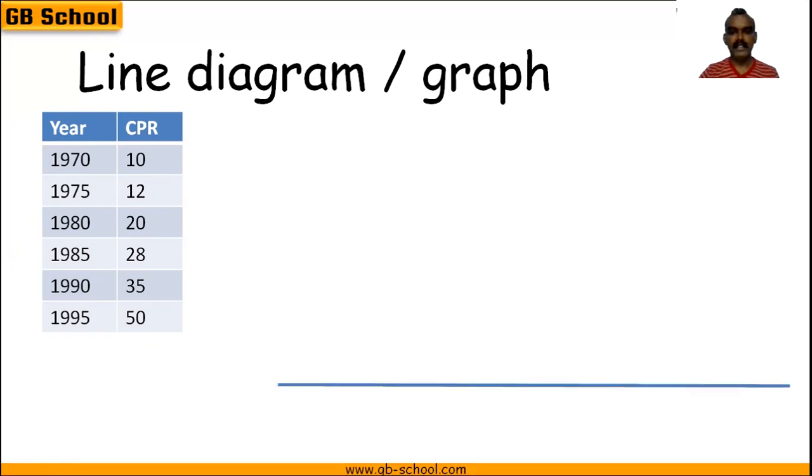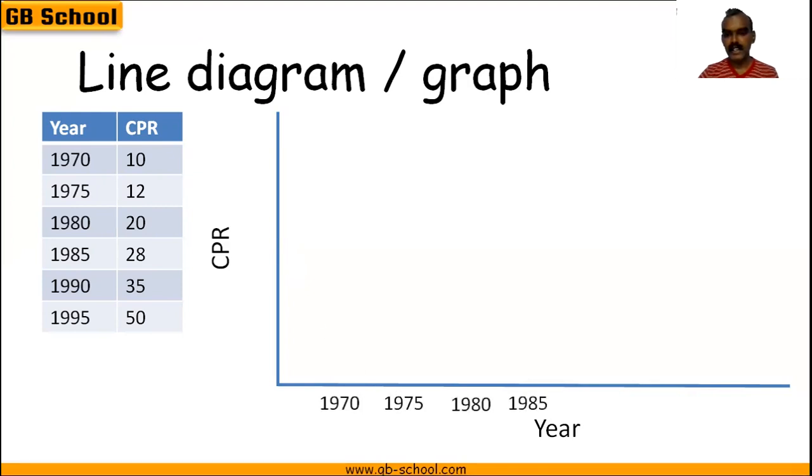First, draw the x-axis. The next step is to draw the y-axis. Then label the x-axis. Here we are going to label the x-axis as year. Then label the y-axis. Here we have the CPR rate on the y-axis. Next, we are going to mark the scales of division. Here we have a division of 5 years. It starts with 1970, 75, 80, 85, 90, and 95.